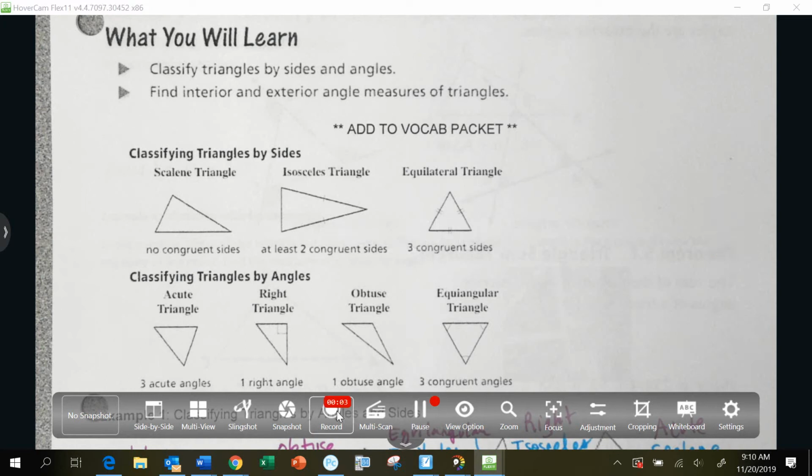1 second. Does everybody have the notes? All right, really easy.